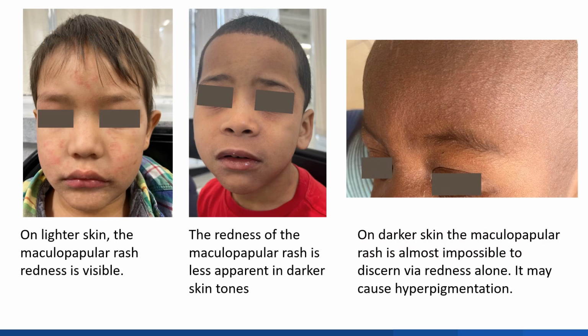So to illustrate that, we can look at measles rash on different skin tones. On lighter skin, the rash redness is pretty clearly visible. However, the redness may be less apparent on a darker skin tone, as seen in the middle picture. And finally, on the right photo, on darker skin, the rash really may be difficult to see if looking only for redness or erythema. You may not appreciate much of a rash at all. And the most prominent sign may be the papules, as seen here on the forehead.